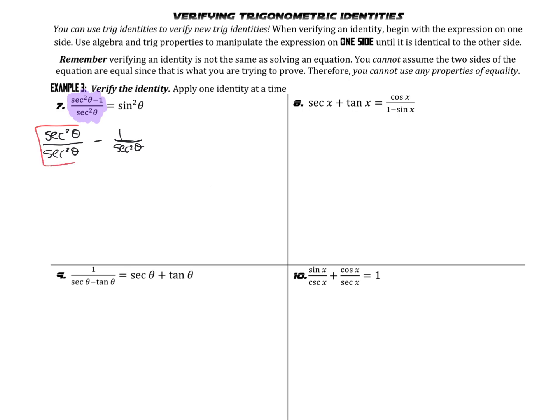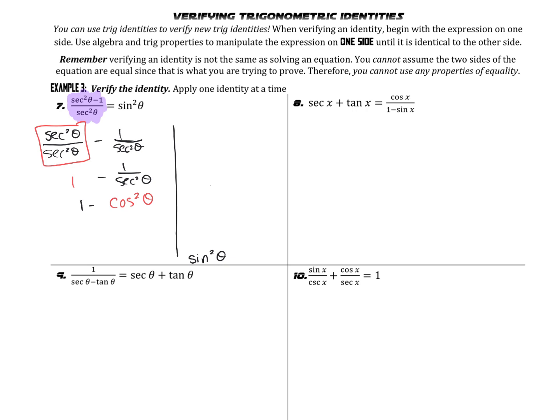So let's see. This is going to turn into just 1 minus 1 over secant squared theta. And what is 1 over secant squared theta? Well, that's the exact same thing as cosine squared. And I know I would like to get rid of a fraction because there is no fraction on the picture side, the sine squared side. I know that my ultimate goal is to get down to be sine squared theta. So I'm trying to manipulate the left-hand side to get down there.